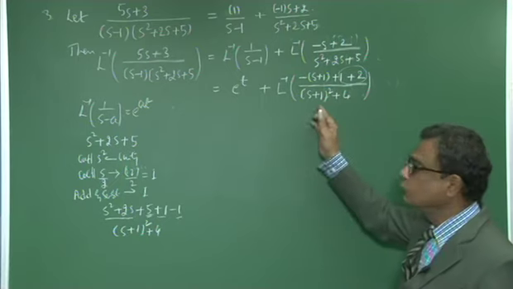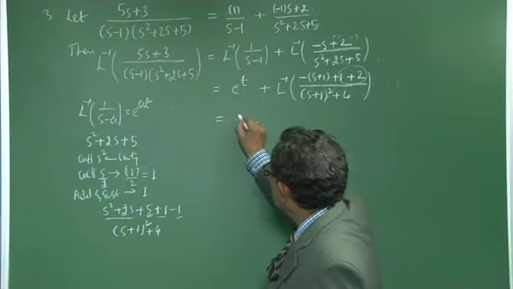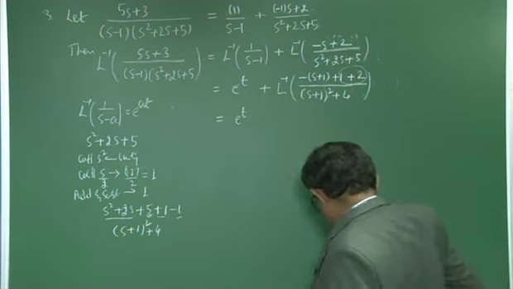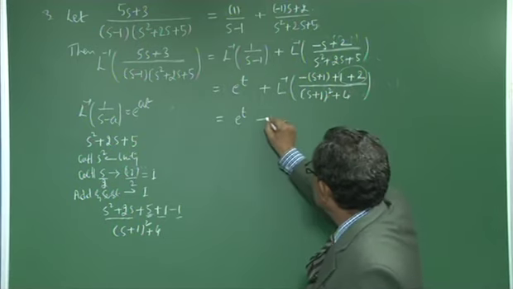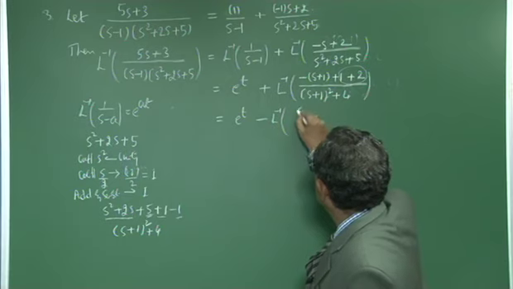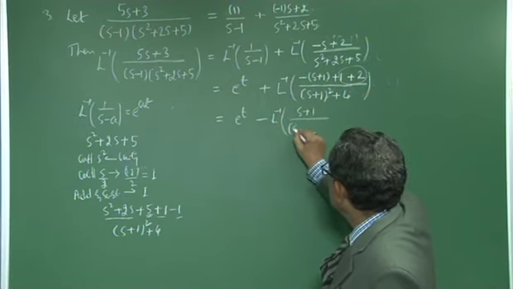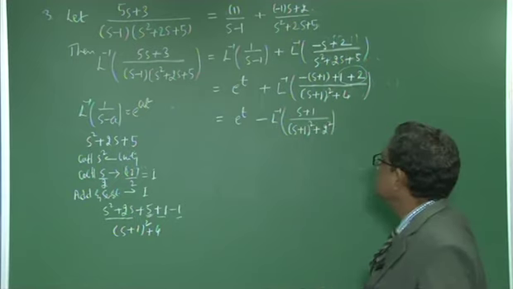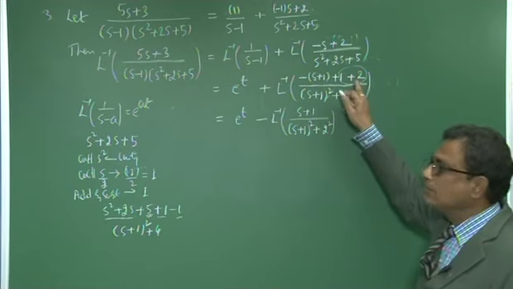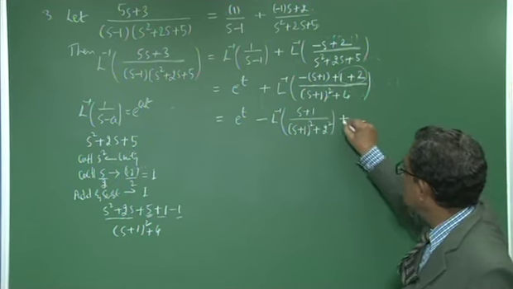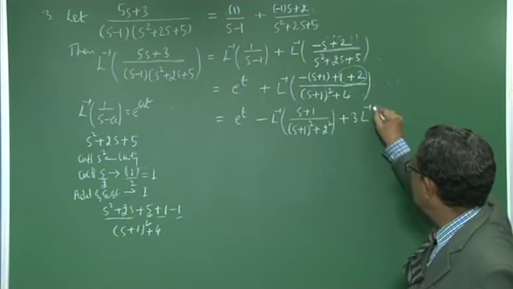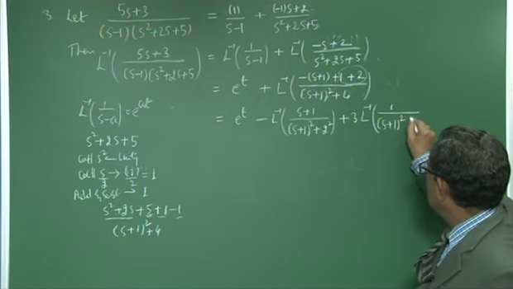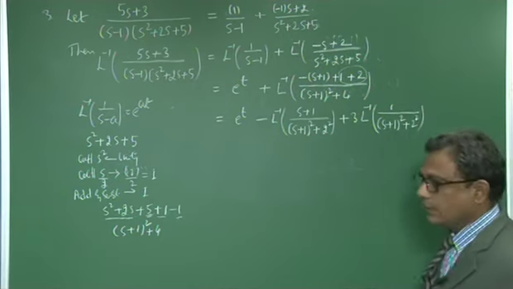You can split into 2 terms. Now it is e raised to t, into, minus L inverse of s plus 1 divided by s plus 1 whole square plus 4, you can write it as 2 square. Now in the second term, 1 plus 2 is 3, plus 3 constant, you can take it outside the operator, it is 1 divided by s plus 1 whole square plus 2 square.